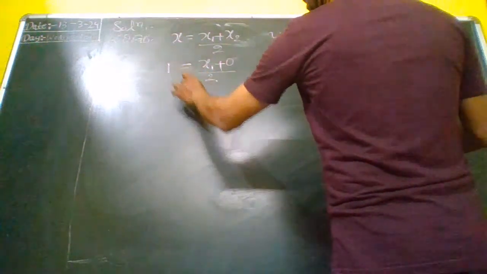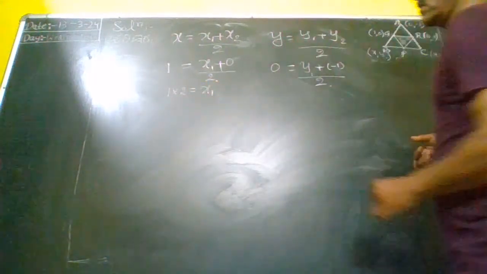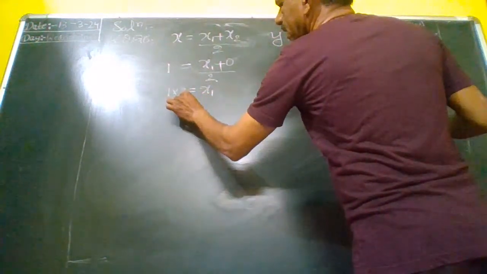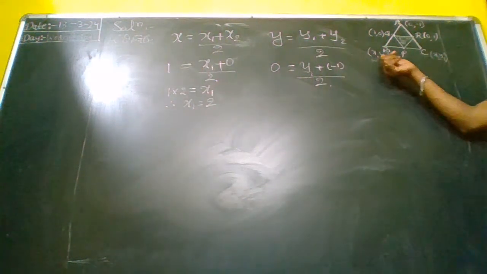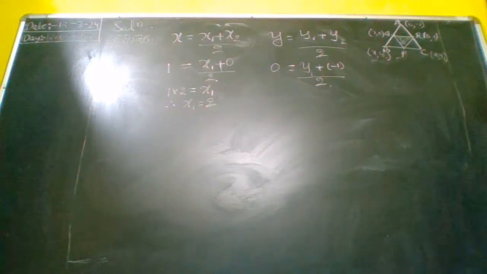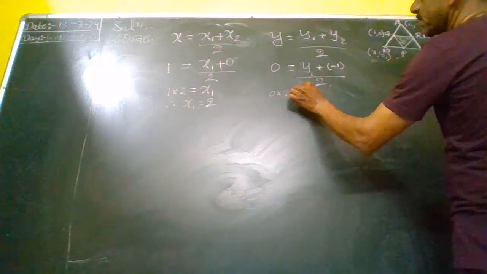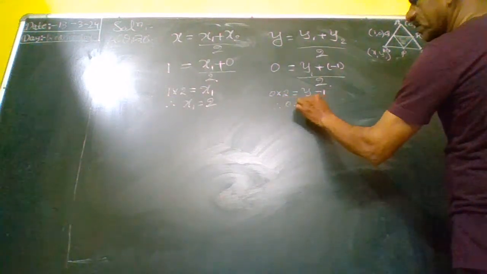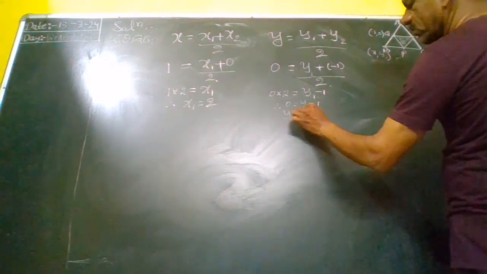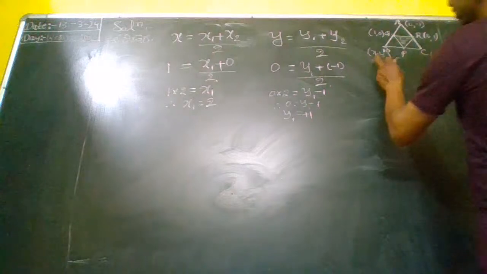So now by cross multiplication, 1 into 2 is equal to x1. Therefore x1 is equal to 2. x1 is the x-coordinate of B. And here by cross multiplication, 0 into 2 becomes 0, y1 minus 1. Therefore 0 is equal to y1 minus 1, or y1 is equal to plus 1. So yes, we have got the coordinates of B.